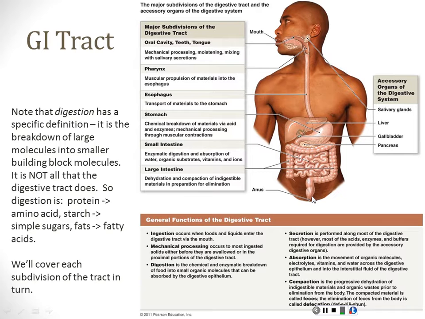And what that is, it's removing fluid from what's going to be excreted, as well as anything that's useful, you know, so salt, for example, sodium chloride, potassium, calcium, all of those things are pulled back in the large intestine where compaction occurs. Okay, so we're going to talk about all of these different processes as we go from top all the way to bottom.